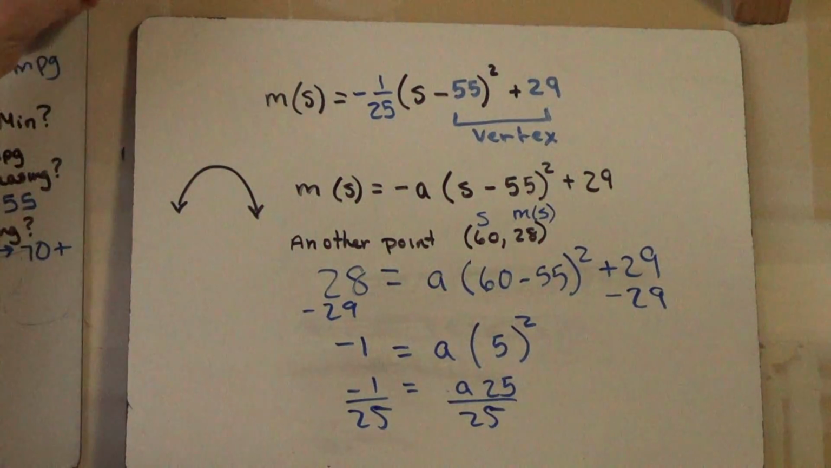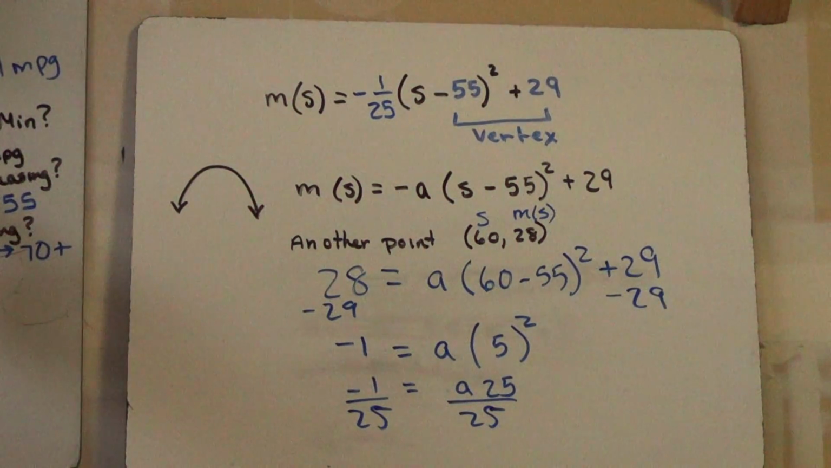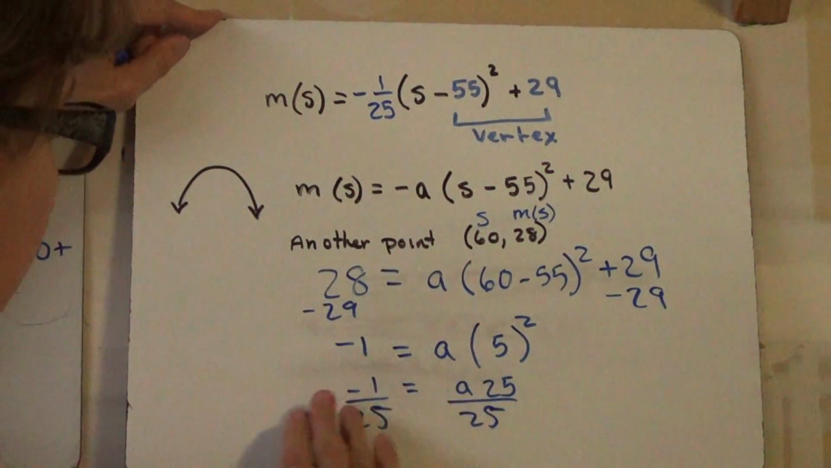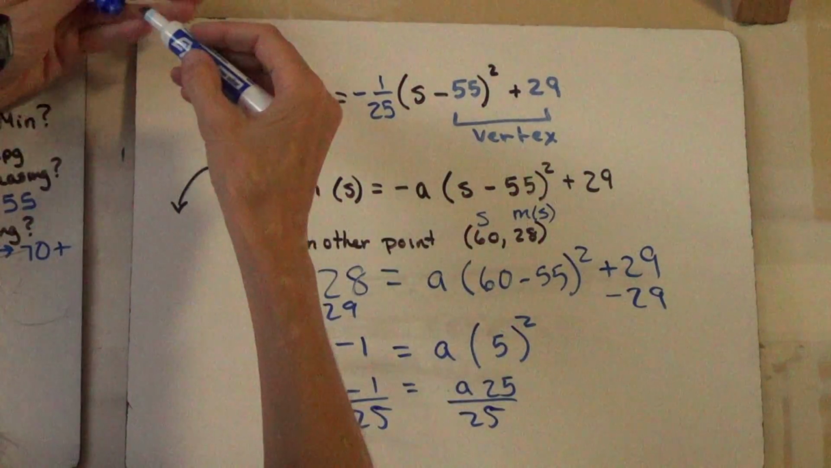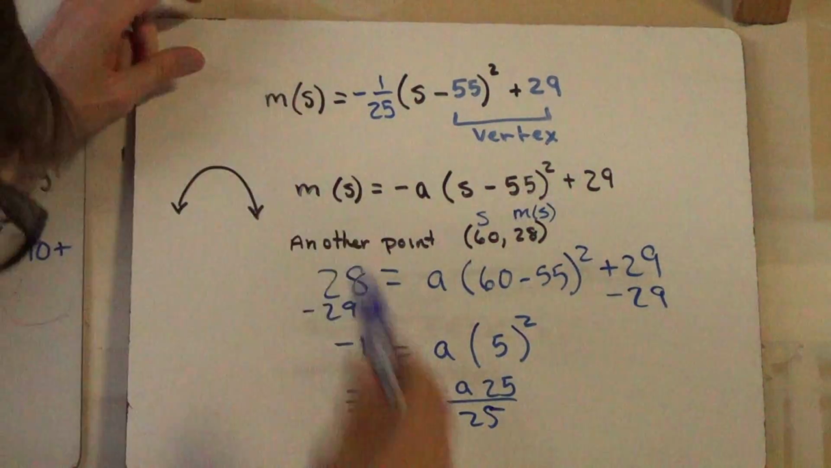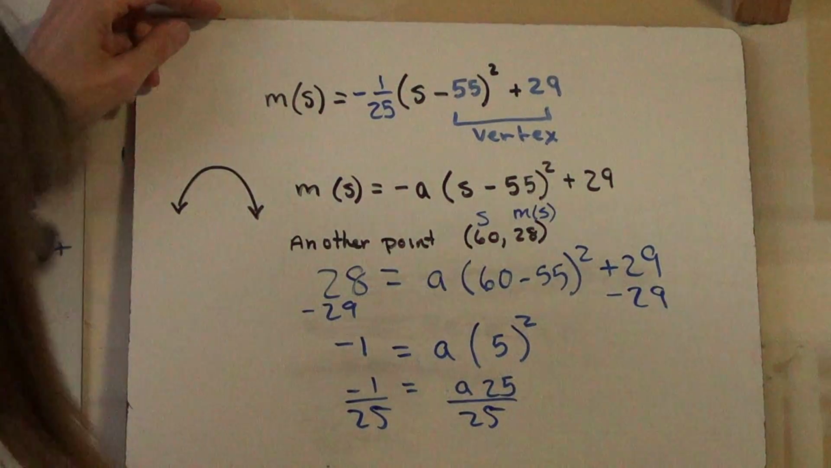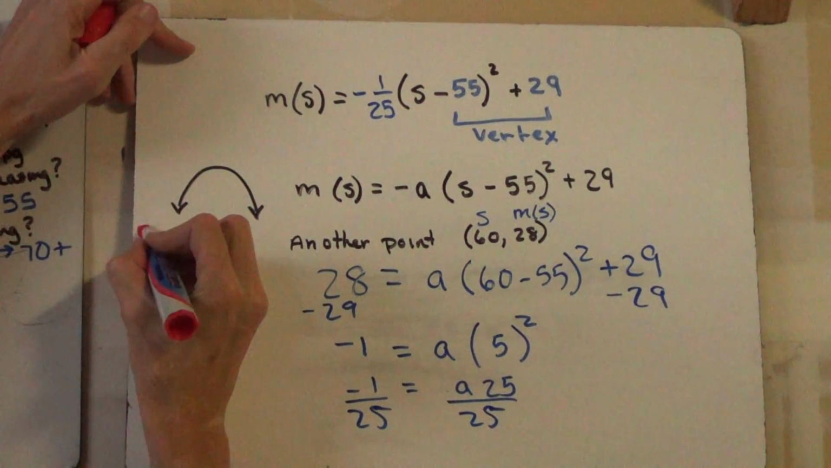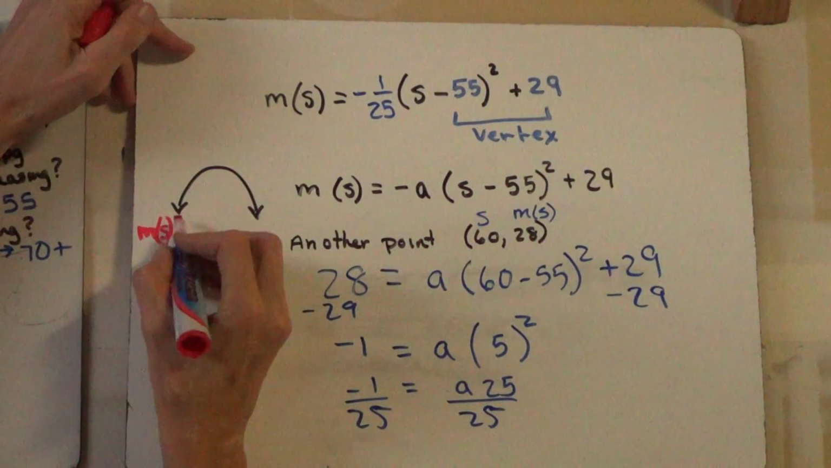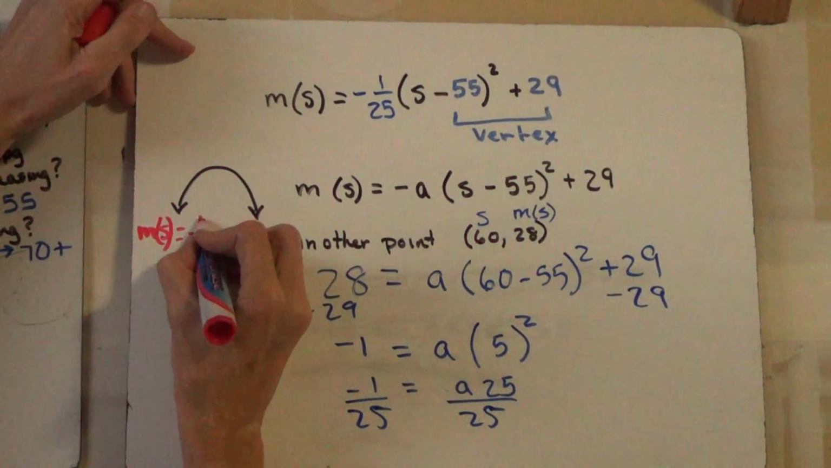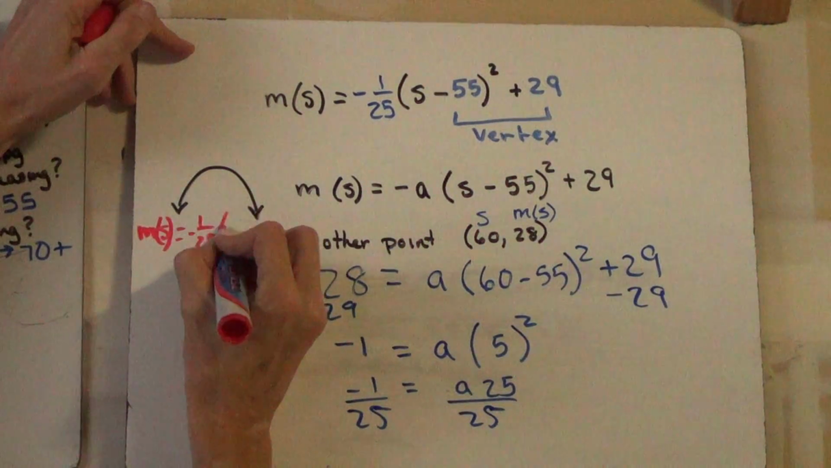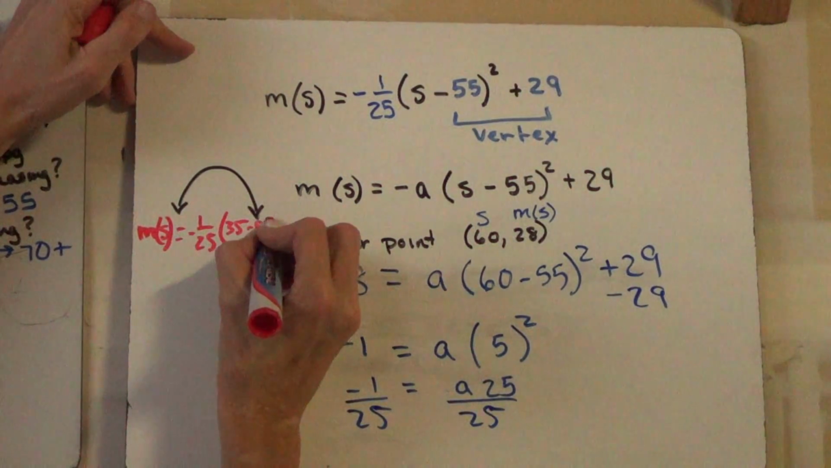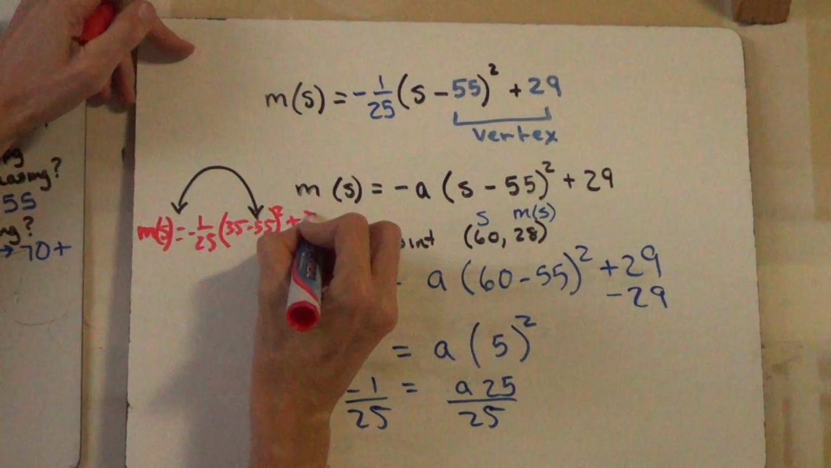Now we could plug in for the 35 miles per hour, because that's an S. So we plug in that value. Didn't really leave room, but let me see if I can squeeze it in here on the side. We have MS, miles per gallon, equals negative 1/25 times (35 minus 55) squared plus 29.